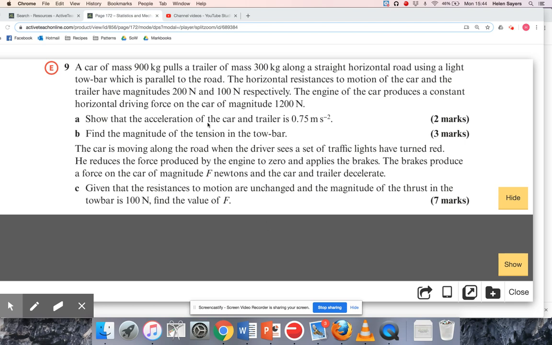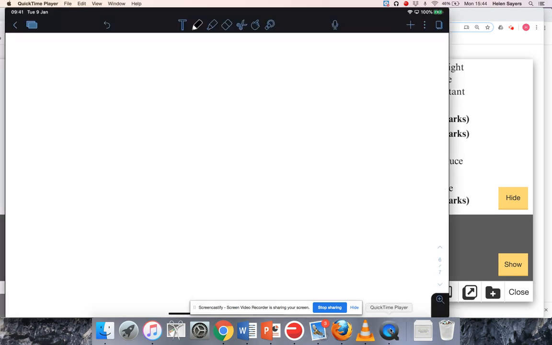Right, so question 9. It's a car towing a trailer, light tow bar, and I'm given some resistive forces. So let's get that all sketched out. Okay, so this one is going to be my car.